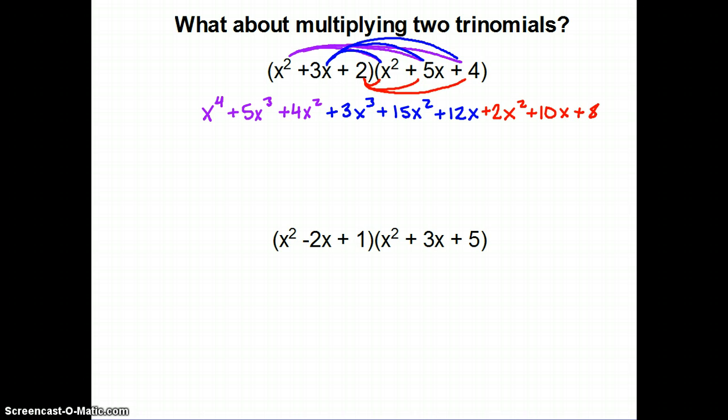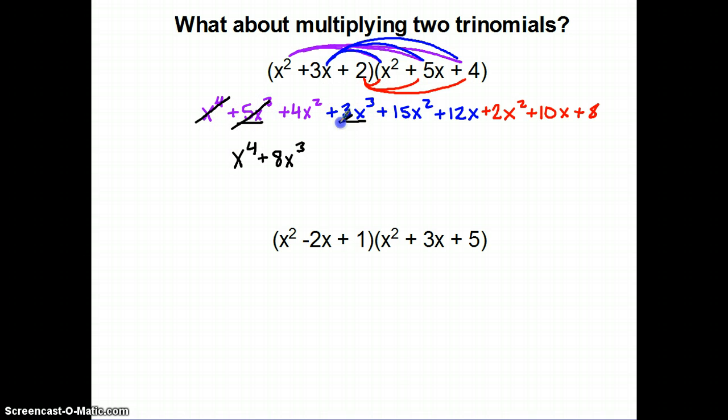From here, we look for any like terms. I'm going to go ahead and start by looking for any like terms with my x to the 4th. I don't see any, so I'm just going to write my x to the 4th. Since there are so many terms here in this polynomial, I'm going to cross it off and look for any x to the 3rds. I see a 5x to the 3rd and a 3x to the 3rd. Adding their coefficients, I end up with a positive 8x to the 3rd.